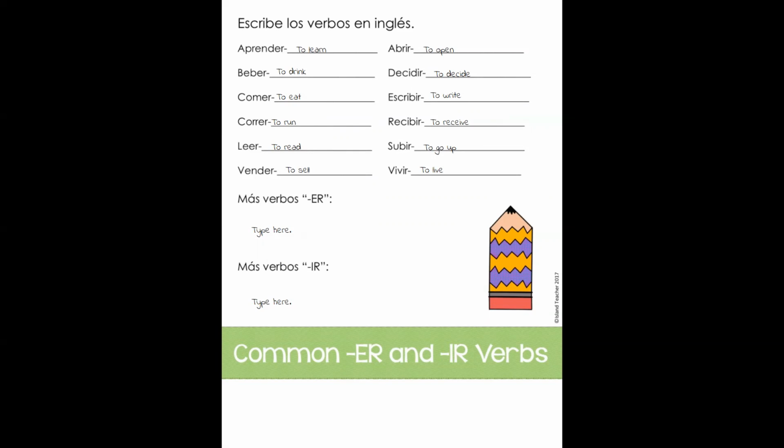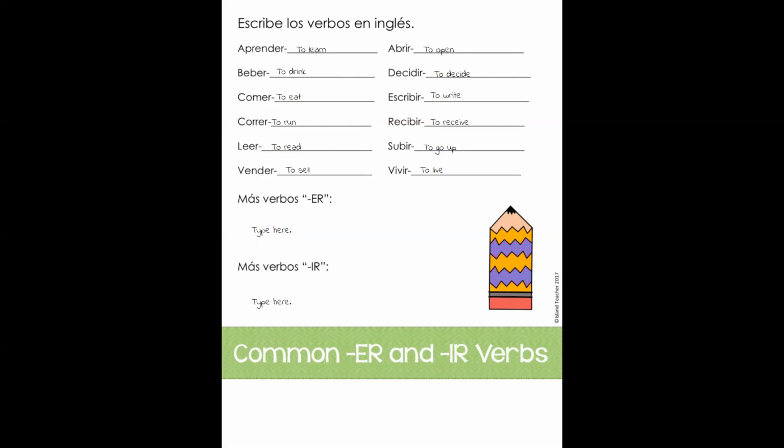Aprender, to learn. Beber, to drink. These are verbs that end in er or ir. So we'll start with er first. Aprender, to learn. Beber, to drink. Comer, to eat. Correr, to run. Leer, to read. Vender, to sell.